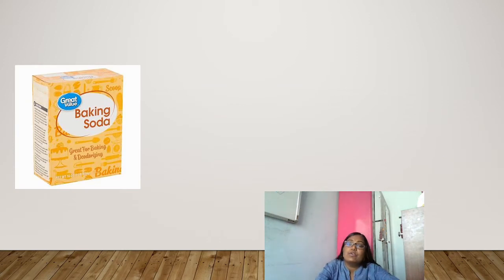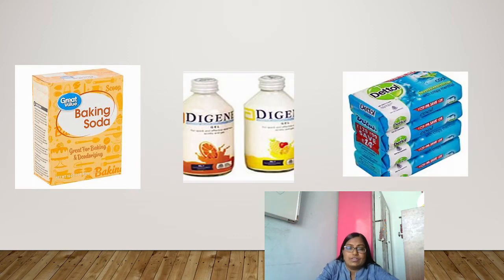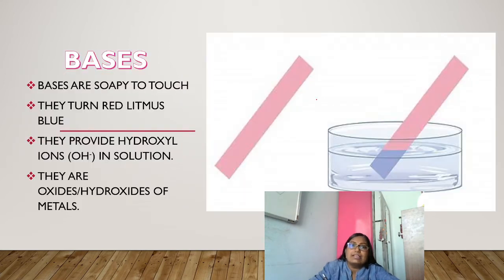Let us look at some of the common bases and alkalis used in our homes, just like baking soda, detergent, soaps. They are all soapy in nature. What are the common properties of bases? All these are examples for bases. Bases are generally soapy to touch. They turn red litmus paper to blue. As you can see, it is just opposite to that of acids.